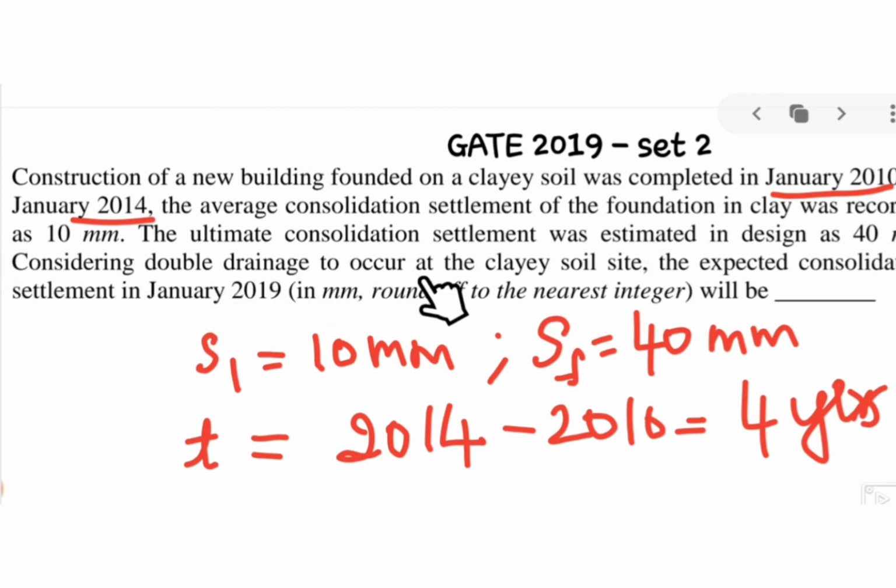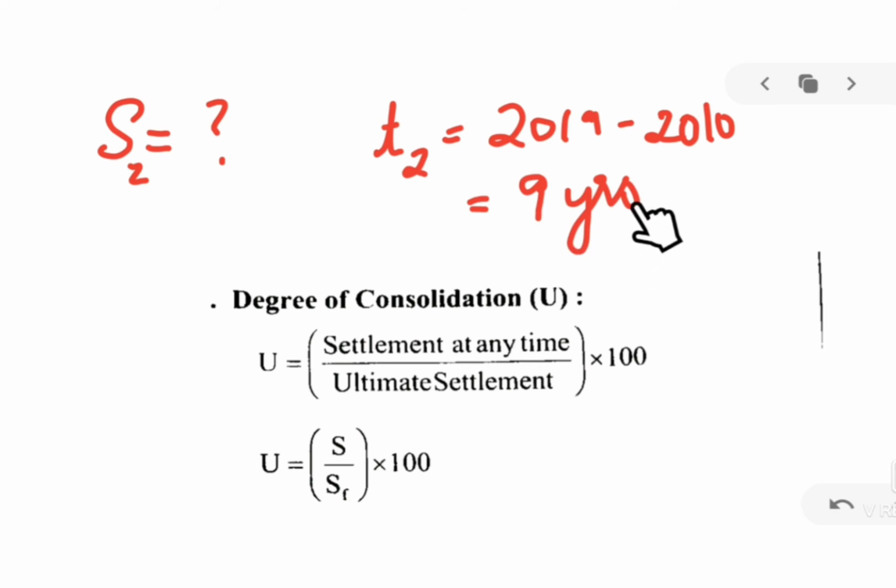Double drainage is there, and considering that, we need the expected consolidation settlement in January 2019. Therefore, for the time duration of 9 years, how much settlement would have occurred? That is what we are going to find. Kindly check some of the formulas that I introduce here.